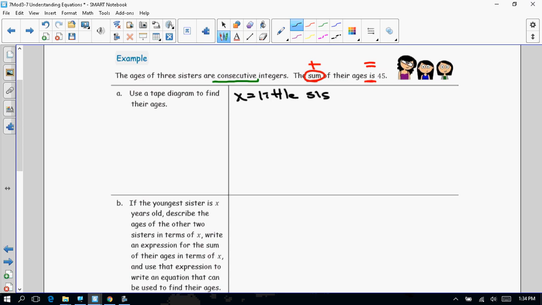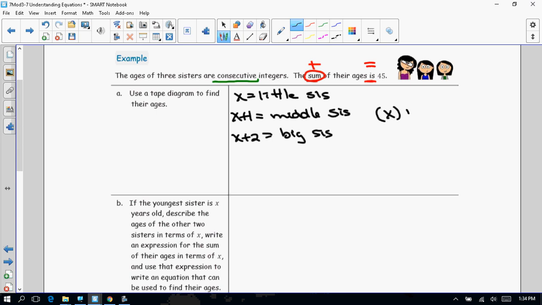The next sister older is 1 year older than her, so it's X plus 1. That's the middle sister. And then the oldest sister is a year older than that one, or 2 years older than the little sister. That's consecutive numbers, right? It could be 6, 7, 8. It could be 25, 26, 27. We don't know.